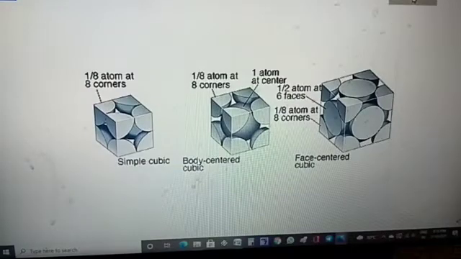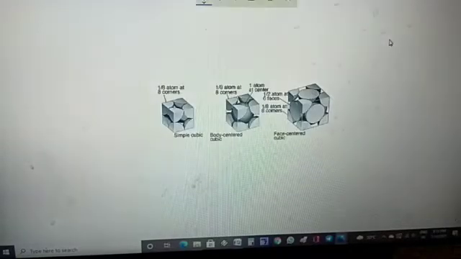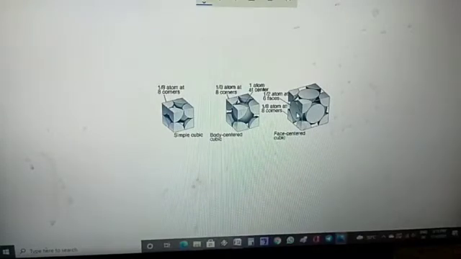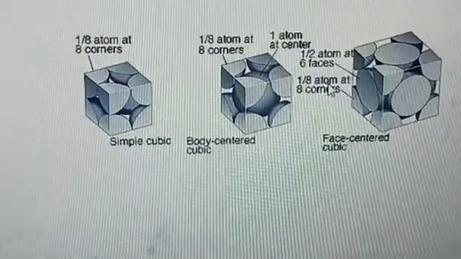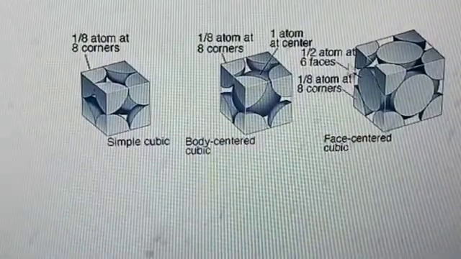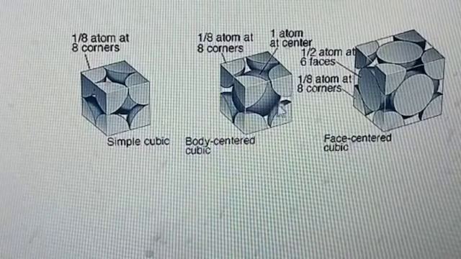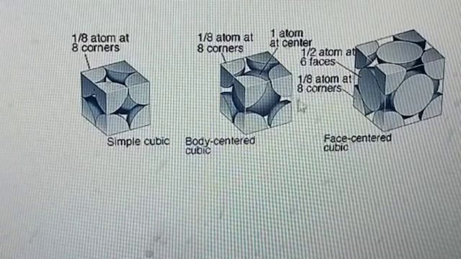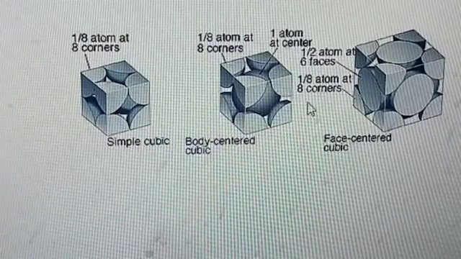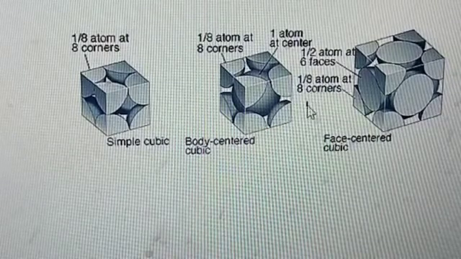As they are shared by 2 adjacent unit cells, now how many unit cells will be present in this? See, 1 by 8 of atom at 8 corners. Here only 2 adjacent unit cells are sharing that. That means only half atom. So half atom at how many faces? 6 faces are there, no? Half atom at 6 faces. So as usual, 1 by 8 into 8 means 1. Along with that, one more we should consider, that is 1 by 2 into 6.